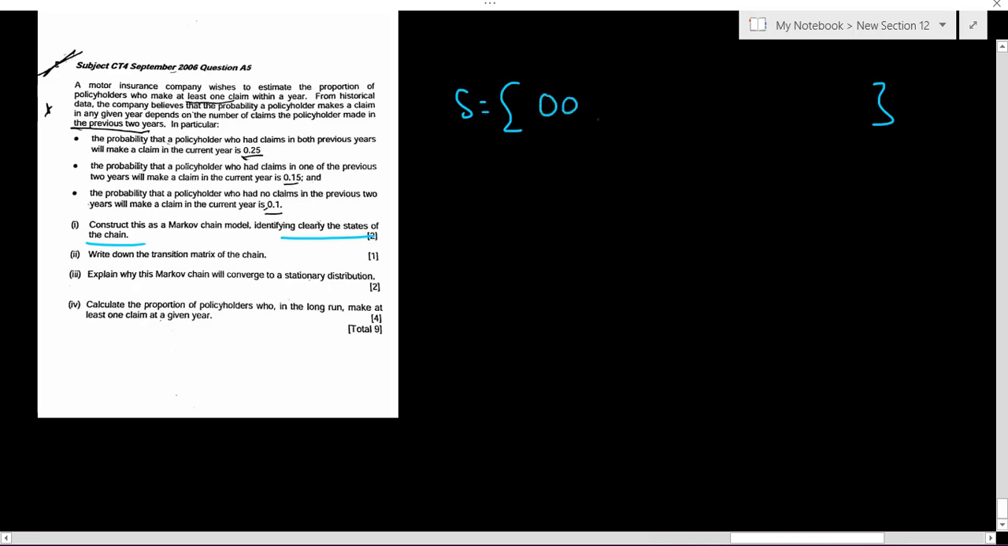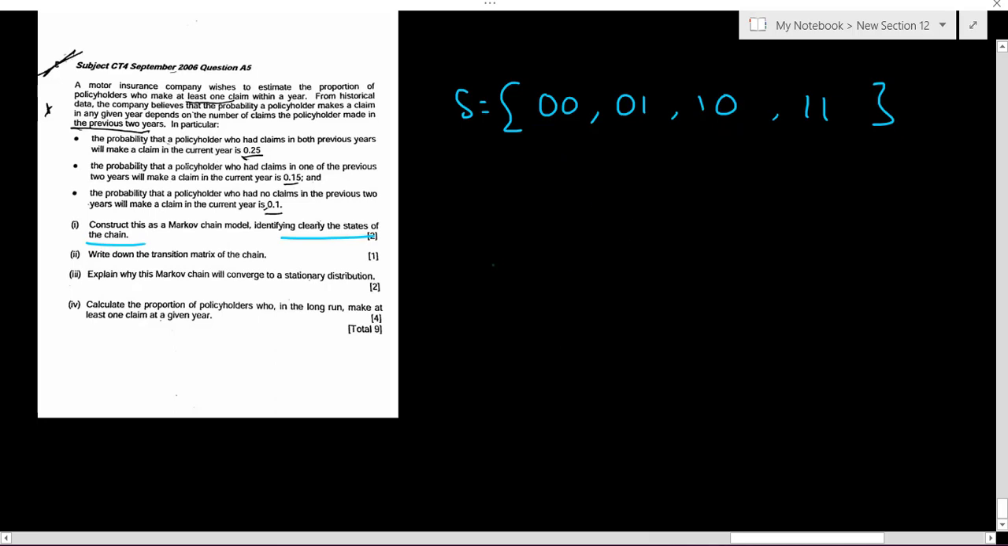The first one is 0 0, that is no claims in the previous 2 years, and then the next state is let's call it 0 1, that is no claim in the first year and then a claim in the next year. Okay, then there can be a state 1 0. Okay, and finally there can be a state 1 1. Okay, so this means that there are claims in 2 consecutive years.